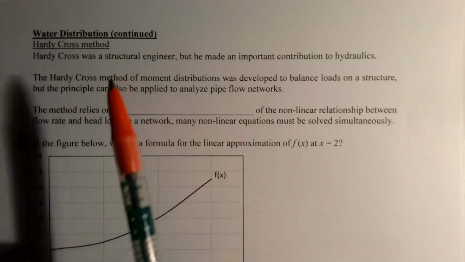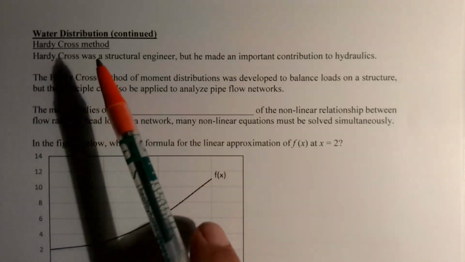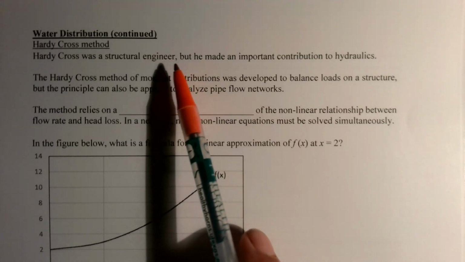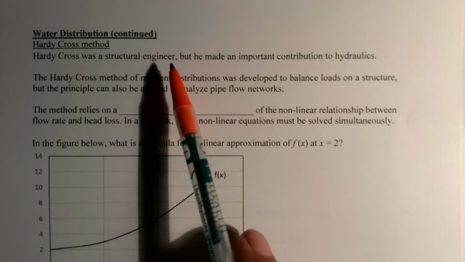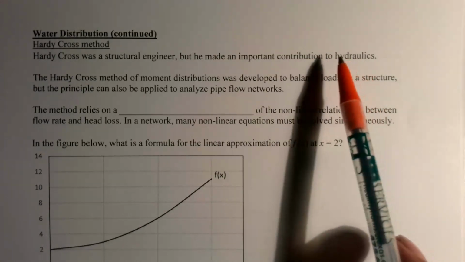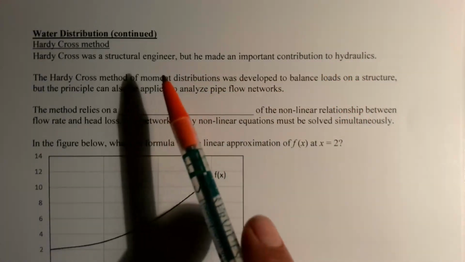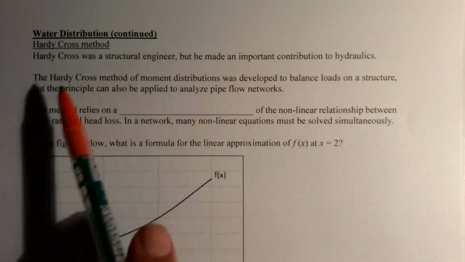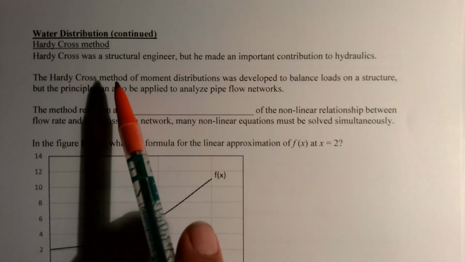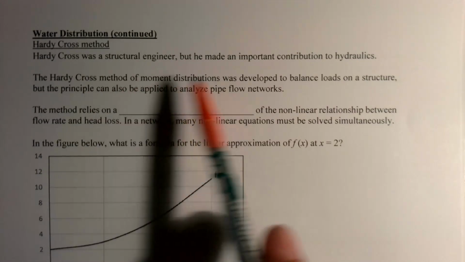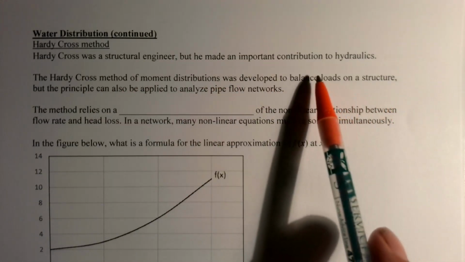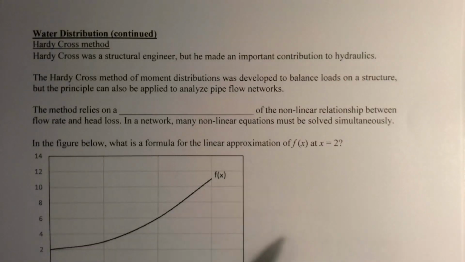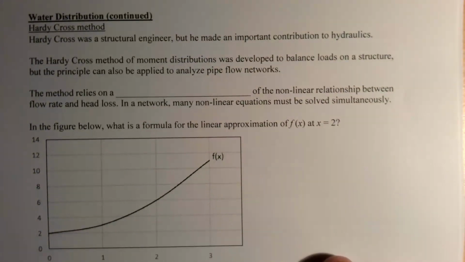And so there's a technique that is widely used called the Hardy-Cross method. And Hardy-Cross was actually a structural engineer. He was an engineering professor at UIUC. But he also recognized that the analysis that he had done for structures could also be used in pipe networks for hydraulics. And the idea is to use the method of moment distributions that he developed to balance the flows across a pipe network the same way that it is done for balancing moments on a structure.